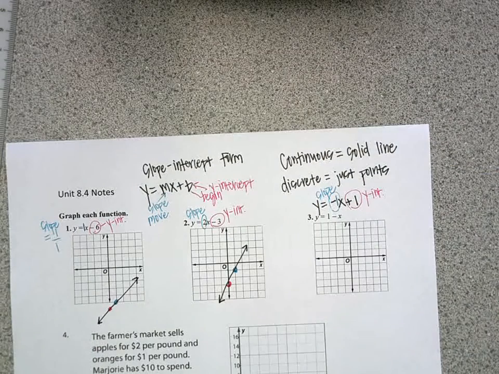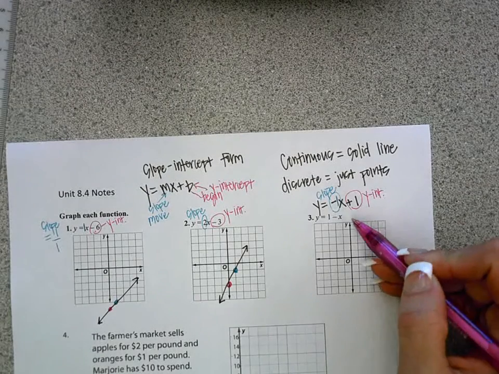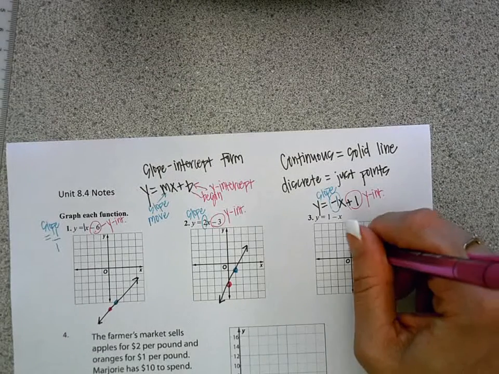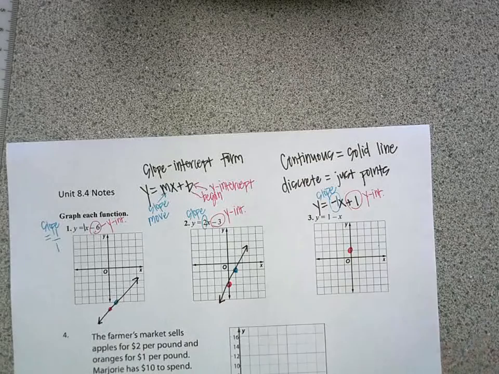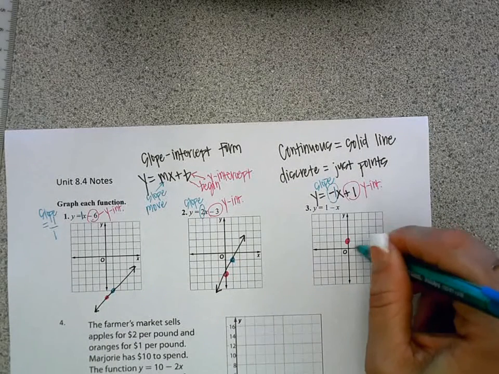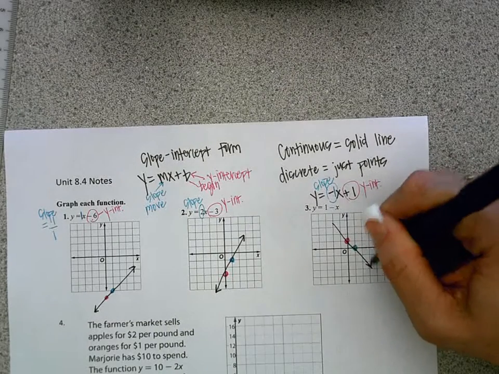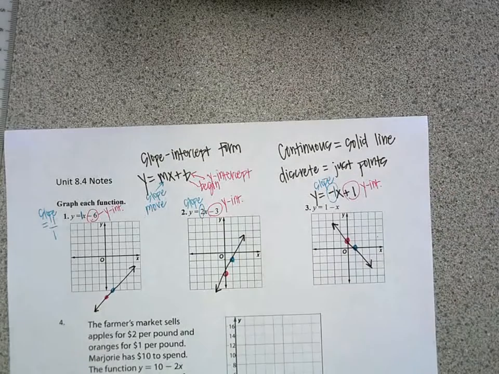Now we can draw our graph. B stands for begin, so begin at +1. And then M stands for move. We move down 1 over 1. Once you have 2 dots, connect the dots with a straight line, and you're done.